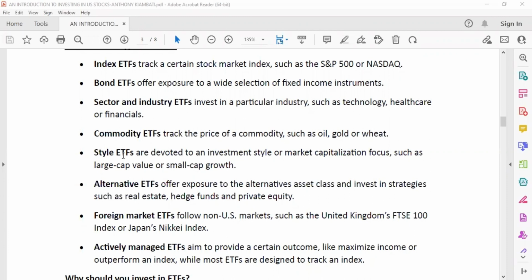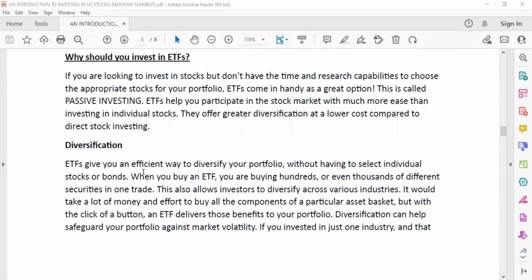and the commodity ETFs, and also the style ETFs. So as I had mentioned, why should you invest in ETFs? If you're looking to invest in stocks, but don't have the time and research capabilities to choose the appropriate stocks for your portfolio, ETFs come in handy as a great option. This is called passive investing. ETFs help you to participate in the stock market with much more ease than investing in individual stocks, just as I had mentioned.